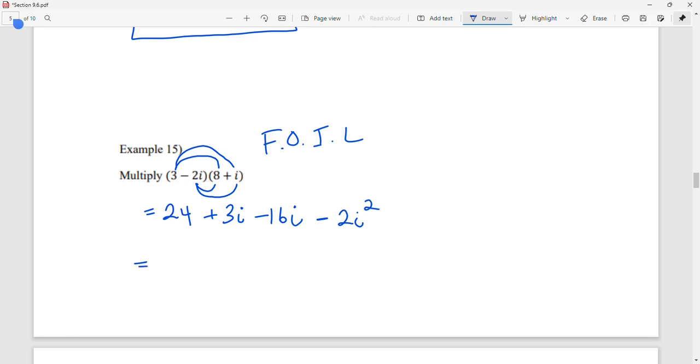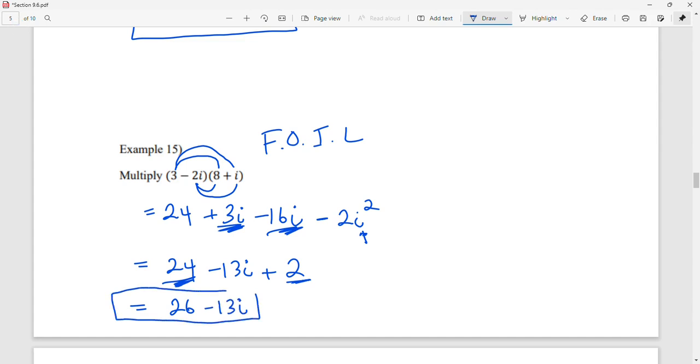So let's simplify this a bit. We have to collect like terms. 3i minus 16i is negative 13i. And again, we have that i squared. So what's i squared? That's negative 1. Negative 1 times negative 2 will give us a positive 2. And so we can collect like terms now. 24 plus 2 is 26 minus 13i. That's our solution for example 15.